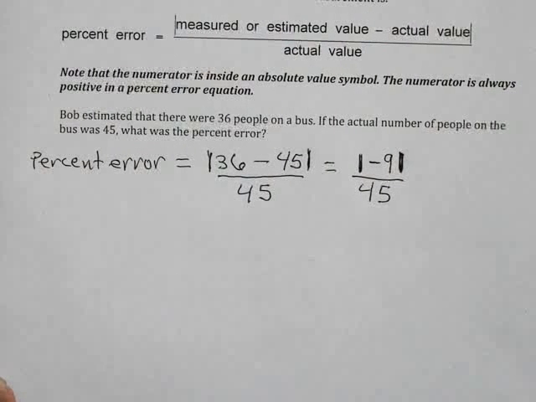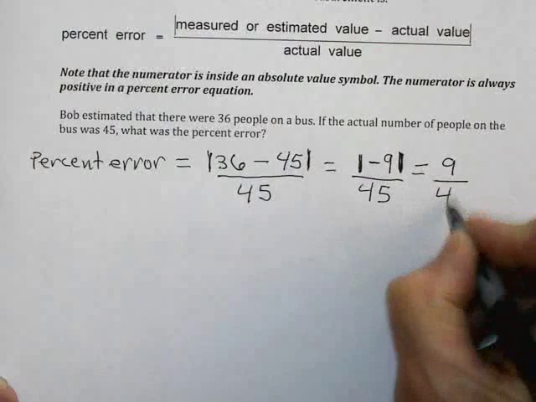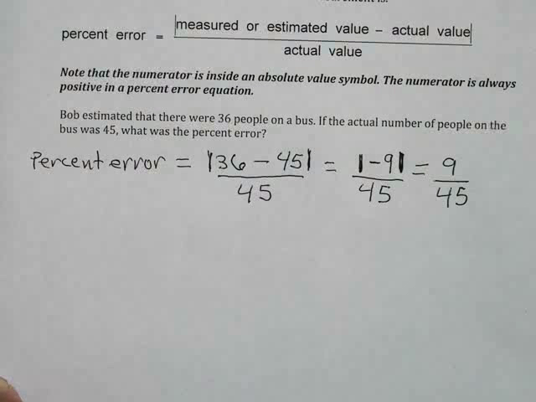So now what I've got is the absolute value of negative 9 divided by 45. That will, of course, equal 9 over 45, because the absolute value is always positive. And if you don't remember, an absolute value is a number's distance from 0. And no matter if it's positive or negative, the absolute value is going to be positive, because distance is positive.